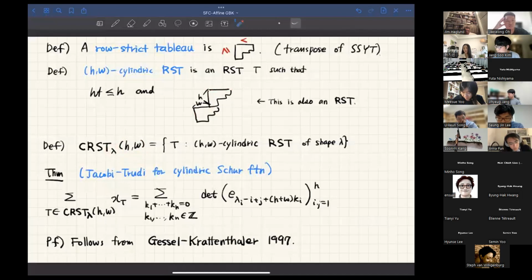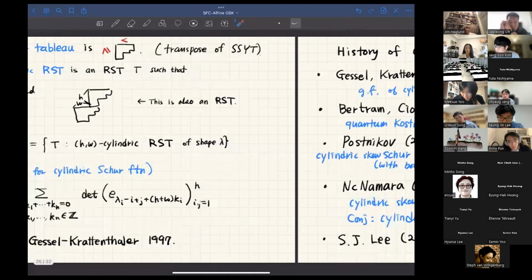By the way, what I mean by the cylindric Schur function is just like the Schur function, it's the generating function for all cylindric semi-standard Young tableau or equivalently row-strict tableau. So you should think of this as the cylindric Schur function, and we have a Jacobi-Trudi-like formula for this cylindric Schur function.